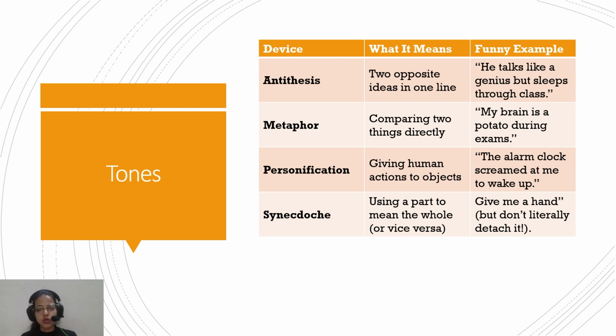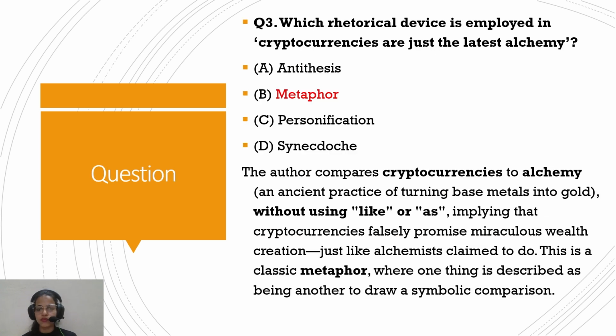Then synecdoche, using a part to mean the whole. For example, when you say give me a hand, that means okay, come help me. So here that hand represents the whole you. So that is synecdoche. If somebody says give me a hand, it doesn't mean you cut your hand and give it to them. That means come, you whole person, come help me. So this is synecdoche.